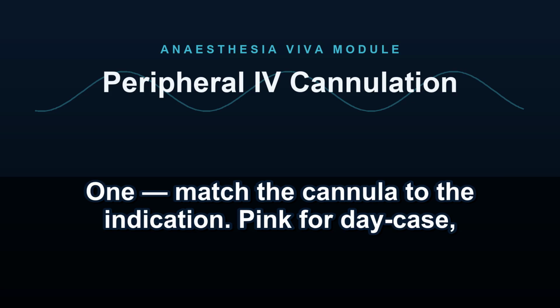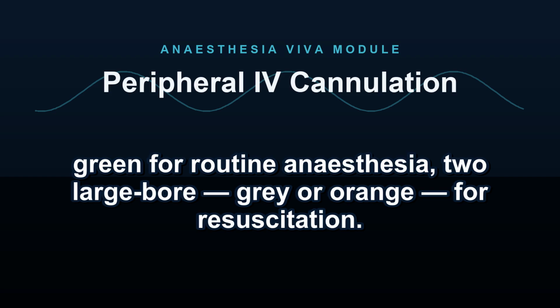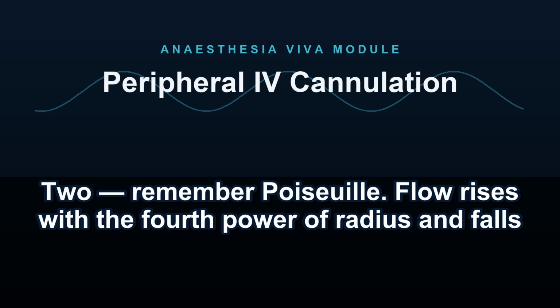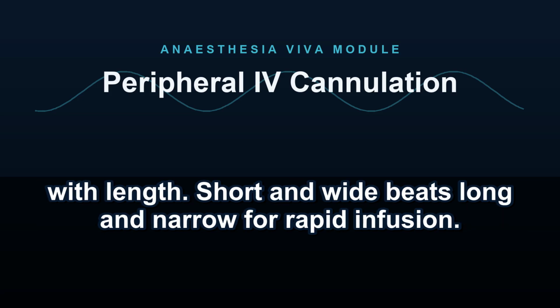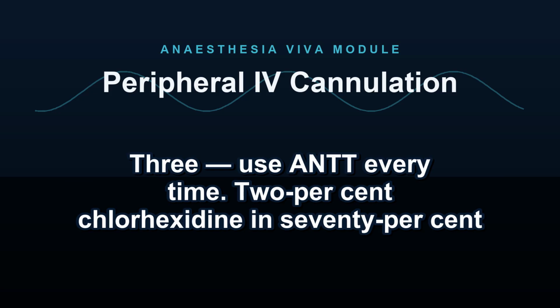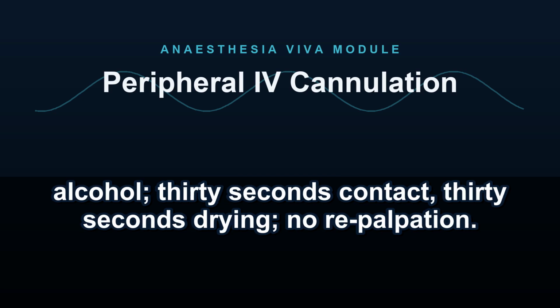1. Match the cannula to the indication. Pink for day case, green for routine anesthesia, 2 large bore, grey or orange for resuscitation. 2. Remember Poiseuille's law: flow rises with the fourth power of radius and falls with length, short and wide beats long and narrow for rapid infusion. 3. Use ANTT every time. 2% chlorhexidine in 70% alcohol, 30 seconds contact, 30 seconds drying, no repalpation.